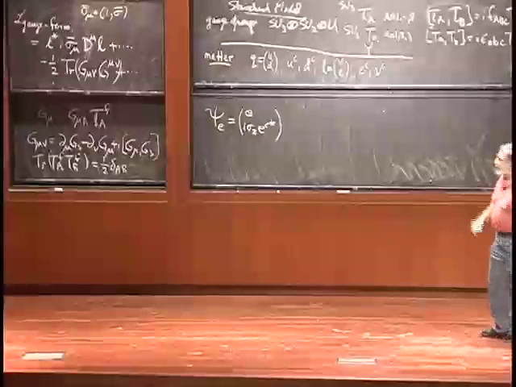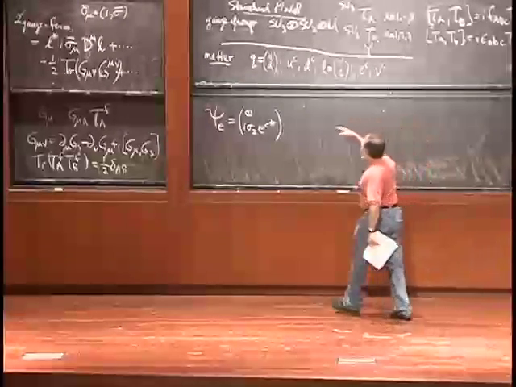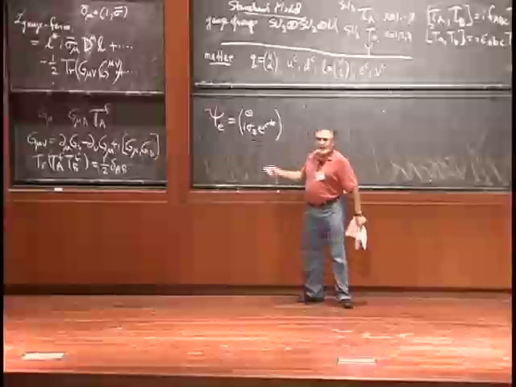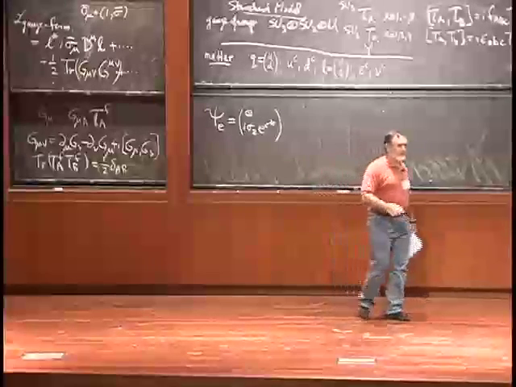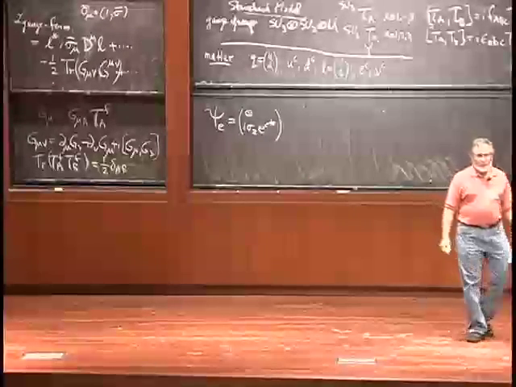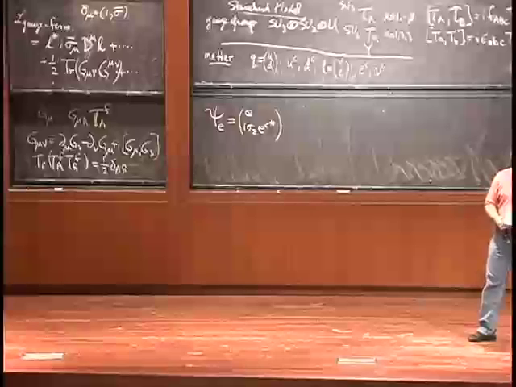Okay? And so the upper components are the left-handed components of the Dirac electron, and the lower 2 components are the right-handed components of the Dirac electron, all written in terms of Weyl notation. Clear?